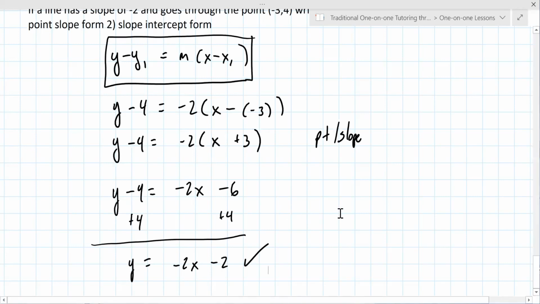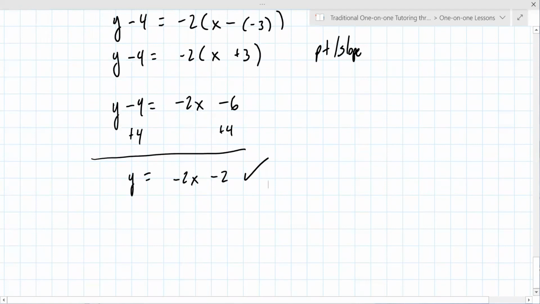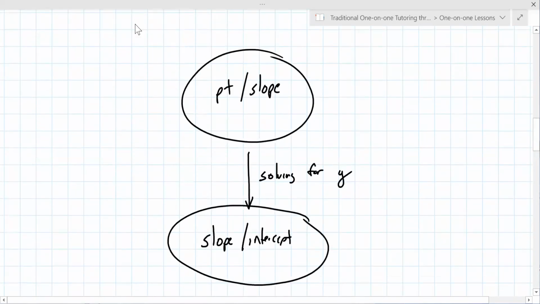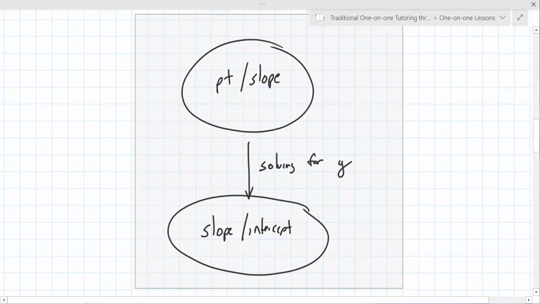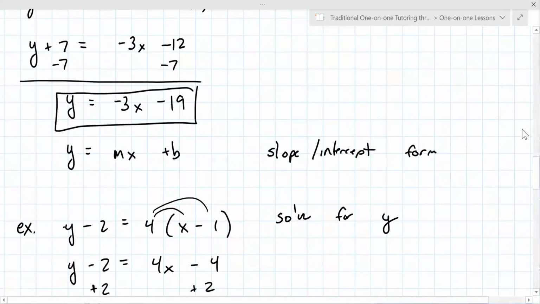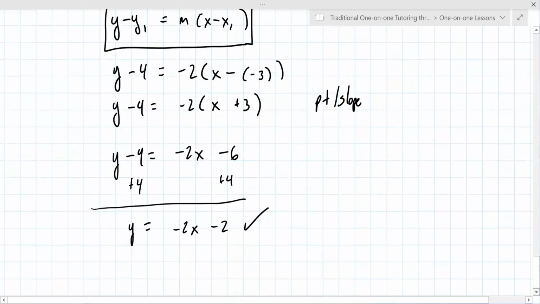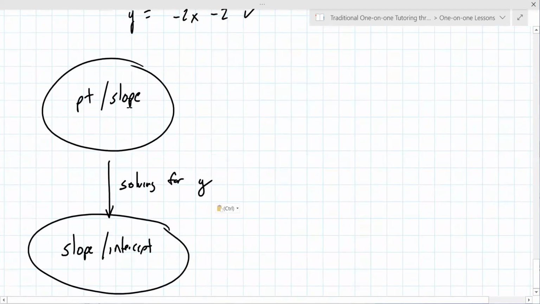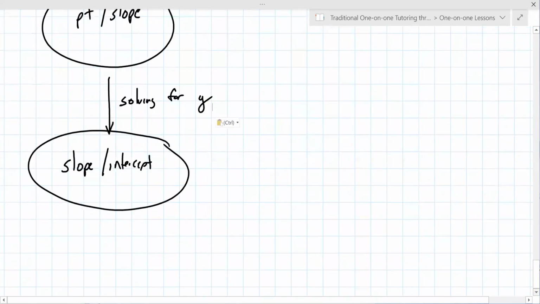All right, is this okay? Are you following along, getting it? Yeah, I'm following along. Great. I don't remember the names of the numbers yet. Say that one more time. I mean, not the number, the names of the forms. Okay, so we made this picture here: point slope, slope intercept, solving for y.